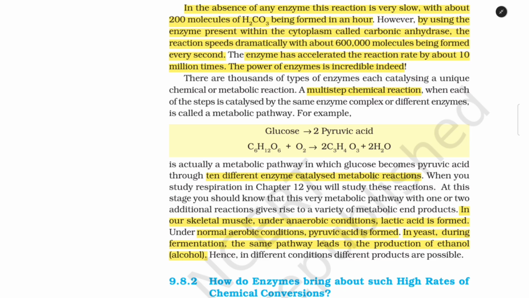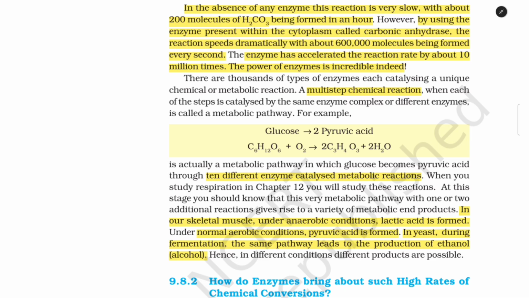called a metabolic pathway. For example, when glucose converts to 2 pyruvic acid, C6H12O6 plus O2 gives 2C3H4O3 plus 2H2O, this is actually a metabolic pathway in which glucose becomes pyruvic acid through 10 different enzyme catalyzed metabolic reactions. When you study respiration in chapter 12, you will study these reactions.